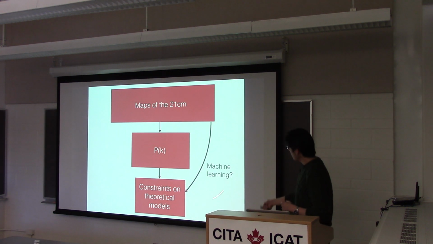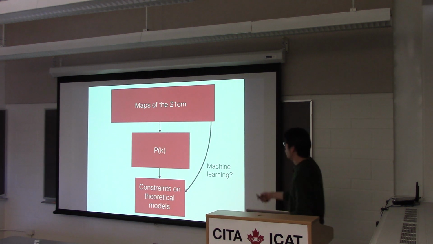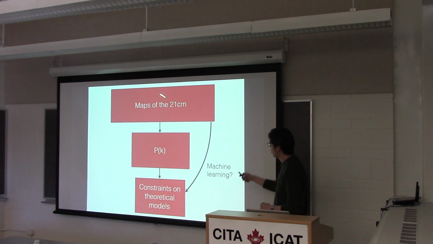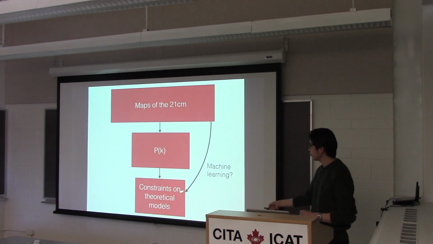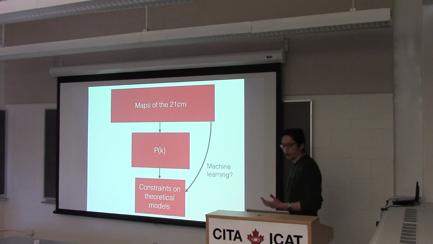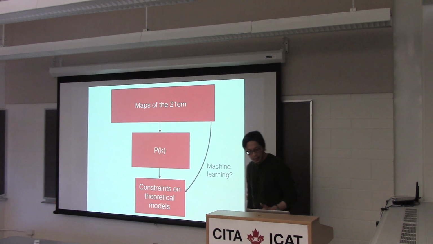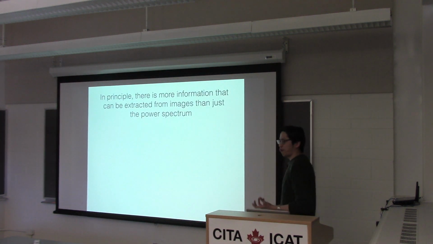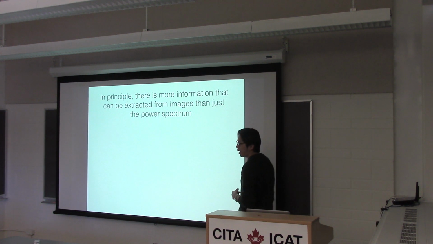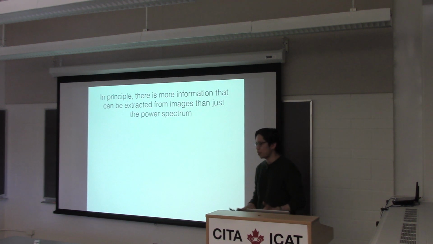All right, so what we would like to know is whether machine learning can help us here: bypass the power spectrum, go straight from these maps all the way to constraints on the theoretical models. This is a really interesting avenue to go down because what we would like to do is to go beyond the power spectrum.